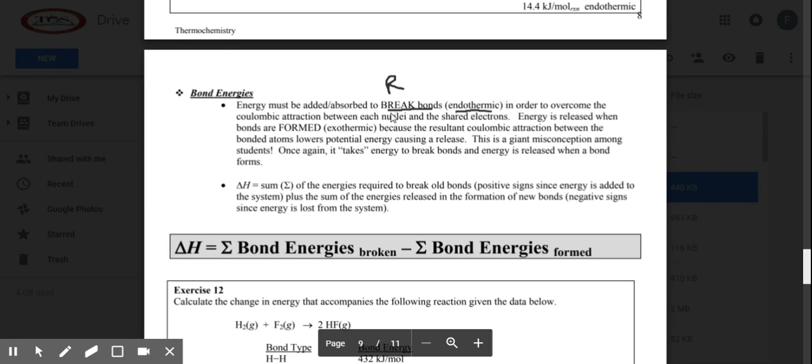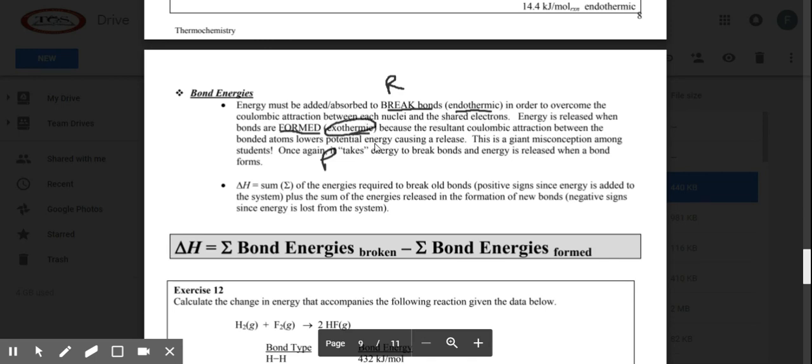The reason why is you have to overcome the attractions between those shared electrons. So, one thing to remember this by is whenever I say we're breaking bonds, it takes energy to break. We have an endothermic process. Whenever I am forming bonds, that is an exothermic process. Now, when I form bonds, that is in my product side. So forming bonds is exothermic.